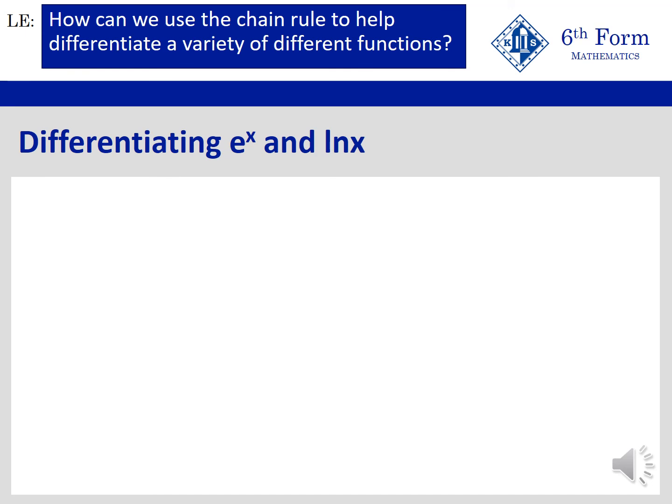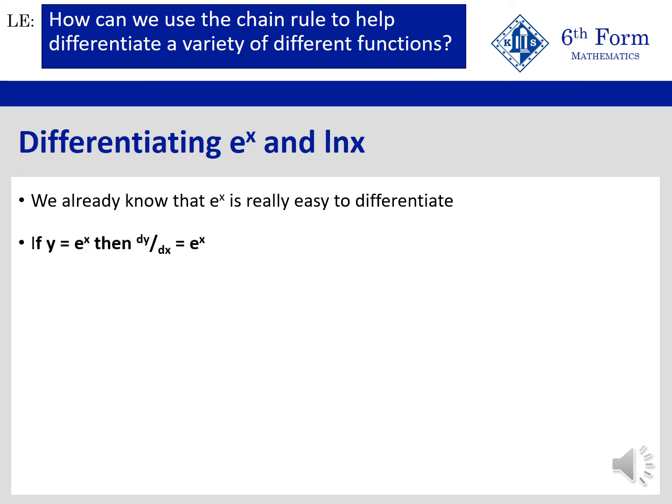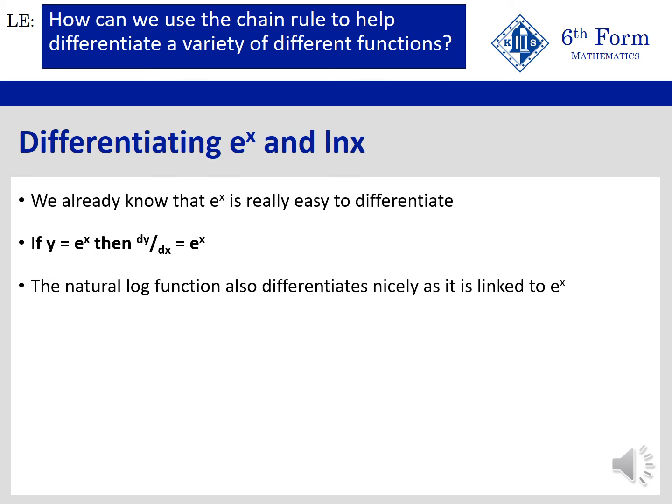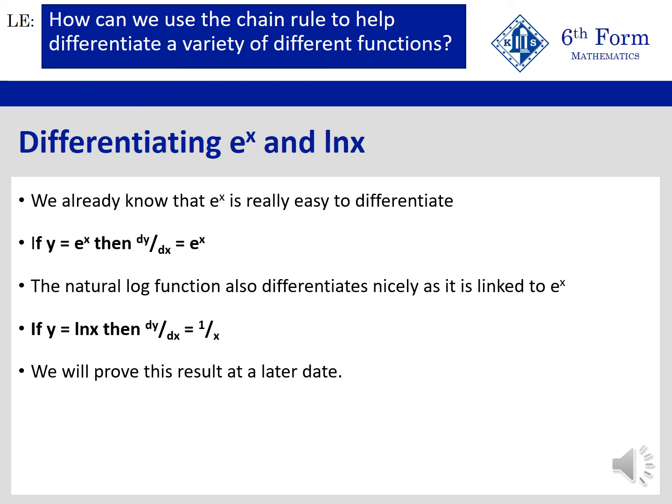We also need to consider this year how to differentiate e to the x and natural log of x. So differentiating e to the x, we've already looked at in year 12 and it's really easy to differentiate, it just stays the same. So if y equals e to the x, then dy by dx equals e to the x. That's a fact you should already know. The natural log function also differentiates nicely because it's linked to e. So if y equals natural log x, dy by dx actually just equals 1 over x. And we'll prove this to you a little bit later on in the class.